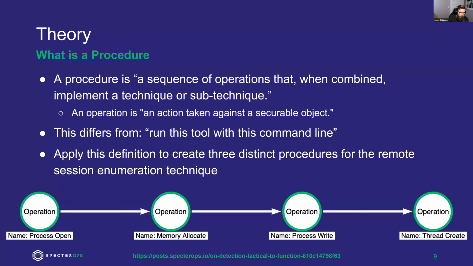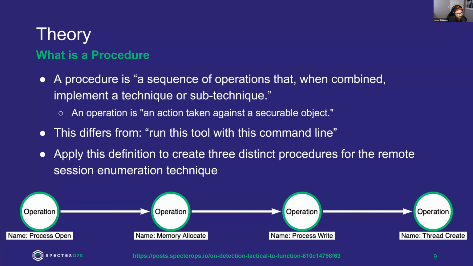And that gets a little fuzzy when you're referencing something like MITRE ATT&CK, because there's a question of at what level of granularity are we actually focusing? Our proposal is that it's not what command line did you run, it's not what tool did you use. The thing that's important when you're talking about procedures is this thing that I call an operation chain, which is referenced here at the bottom of the slide. It's a chain of operations that are used to achieve some objective, right? A sequence of operations that, when combined, implement a technique or sub-technique.